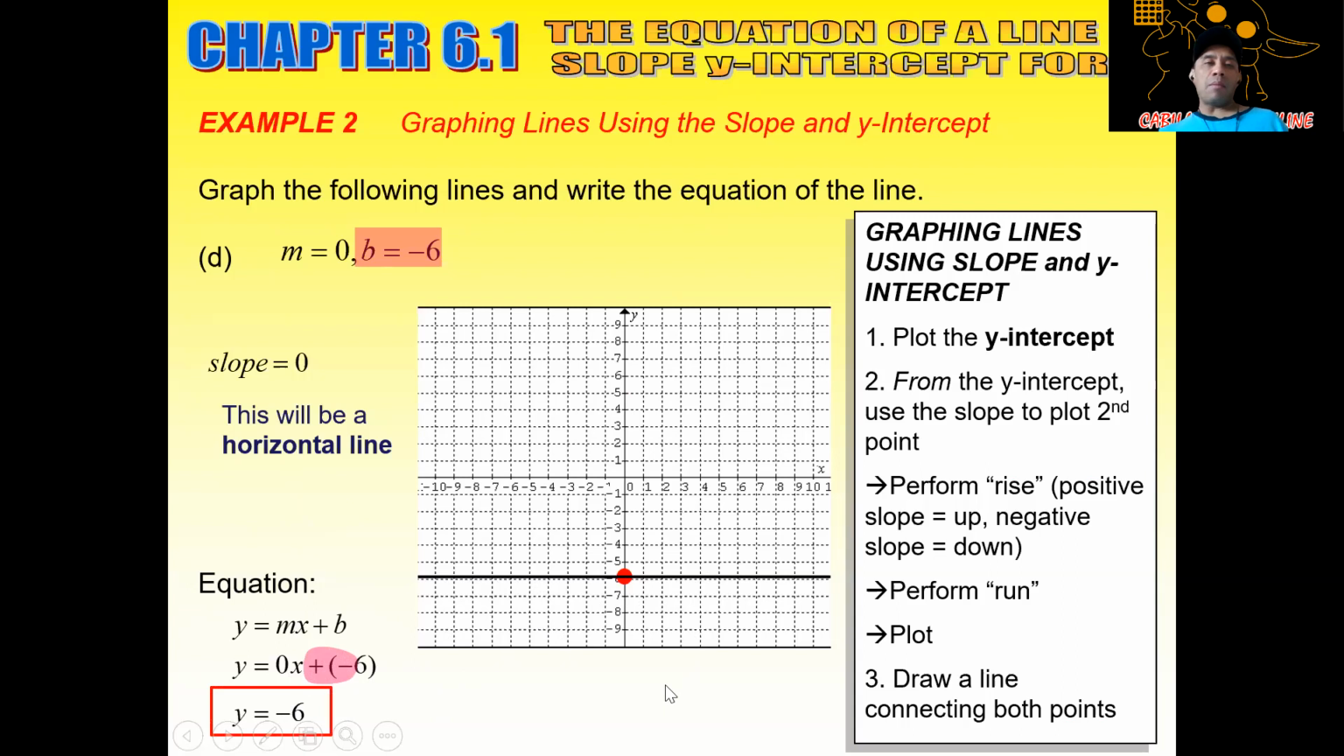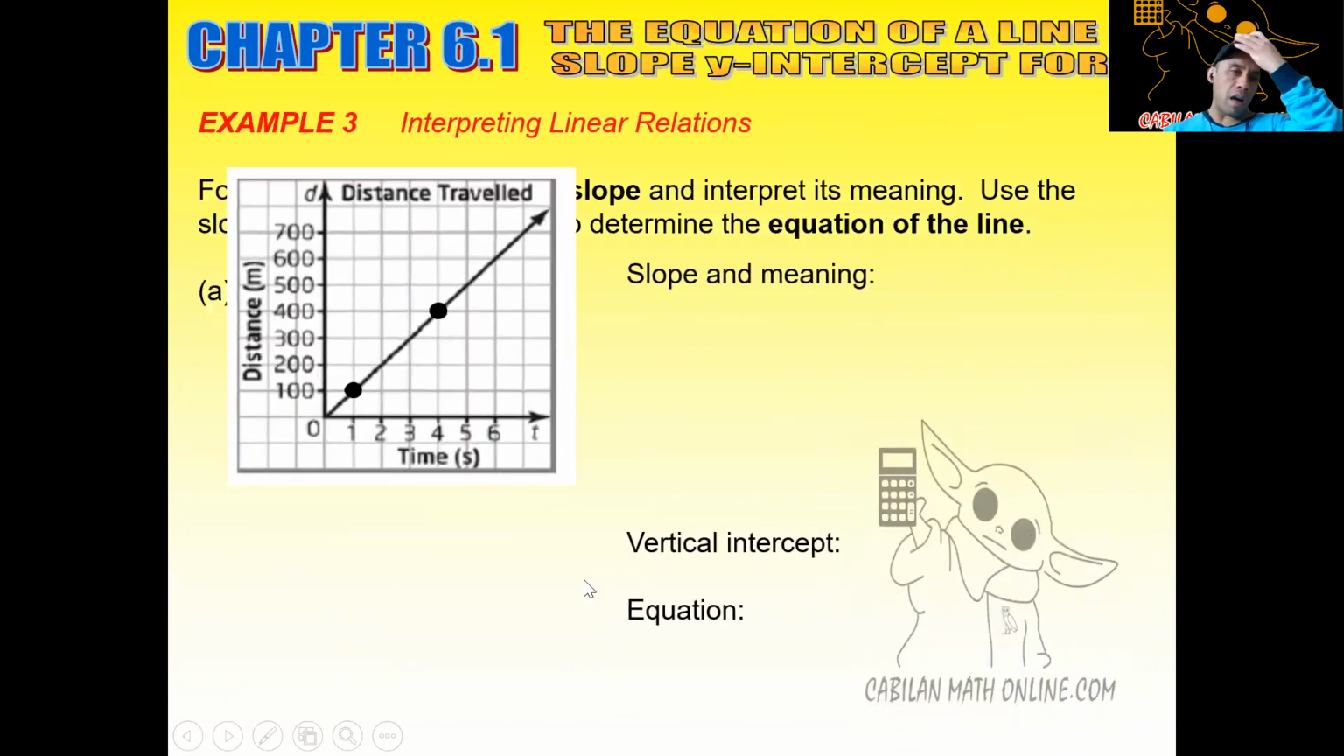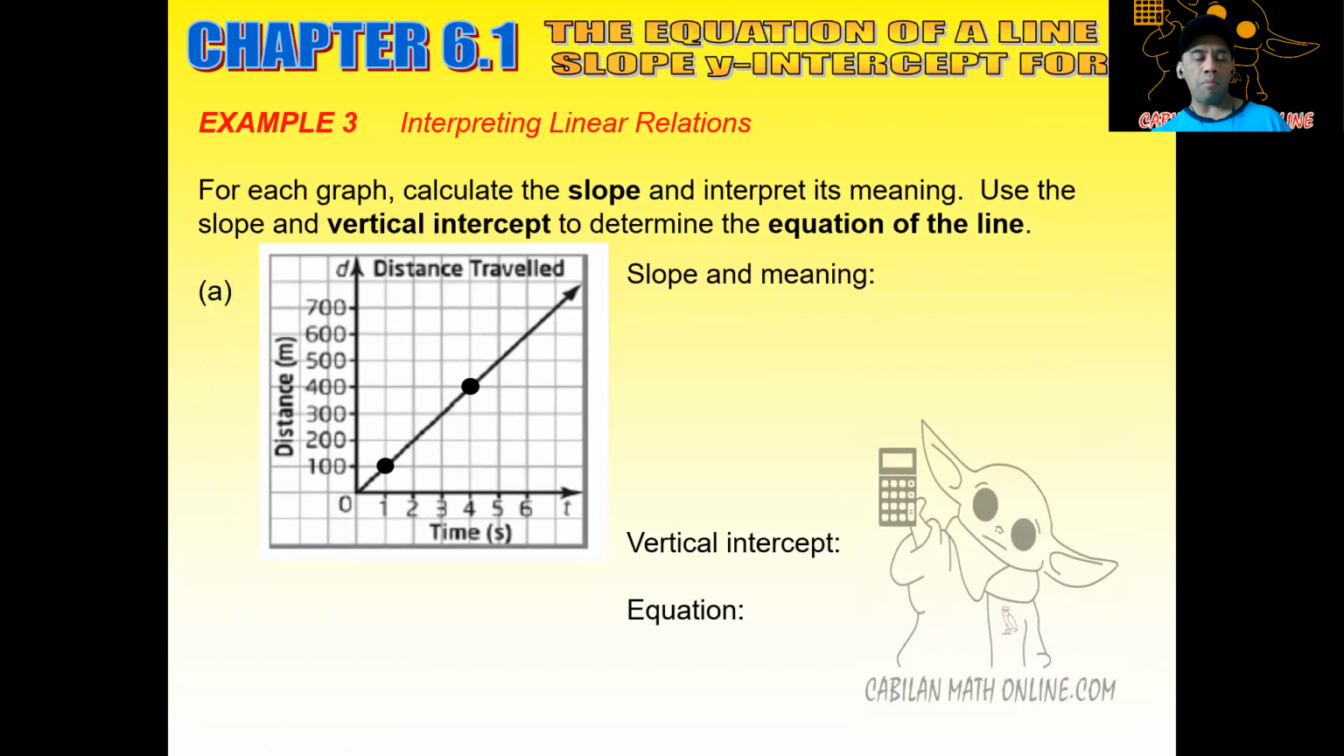All right, so we've looked at the basic ways to graph lines using the slope and the y-intercept here. So let's now take a look at a word problem where we actually had to understand what the slope represents. So it says, for each graph, calculate the slope and interpret its meaning, and use the slope and vertical intercept, which is the y-intercept, to determine the equation of a line.